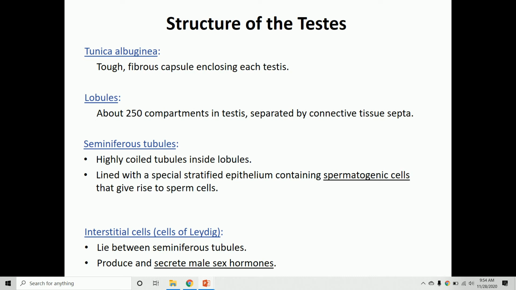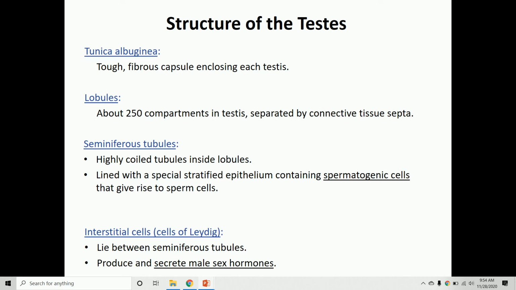Now for the structure of the testis, the testis is surrounded by a fibrous capsule known as the tunica albuginea. And then the testis has these little septa or separators that divide the testis into lobules. Okay, so there's about 250 different compartments in the testis. Each compartment or each lobule has tubules. Those are known as the seminiferous tubules. These are very highly coiled tubes that are found within these lobules.